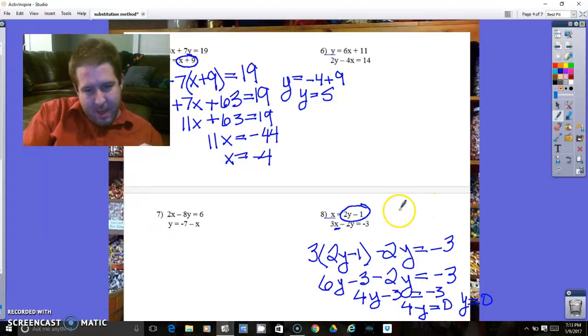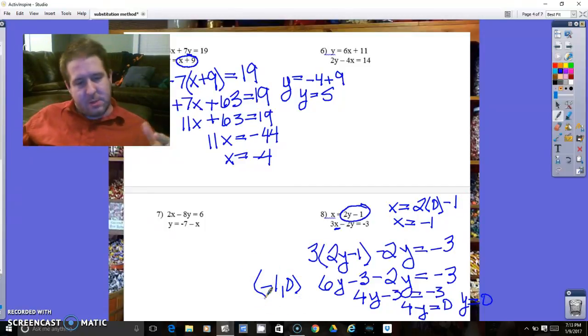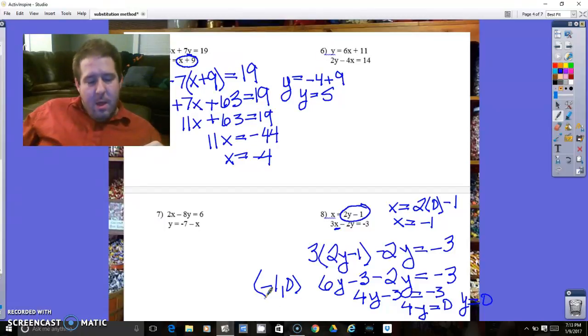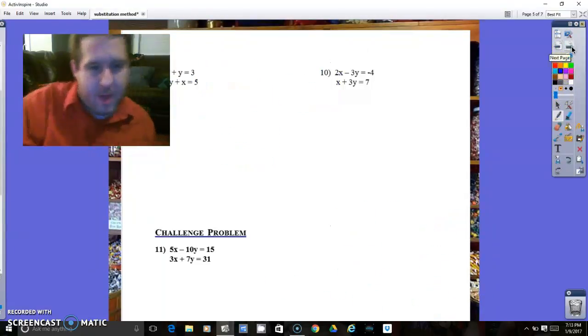Now I can take that, plug it back in. Top equation, x equals 2 times 0 minus 1. 2 times 0 is 0. 0 minus 1 is negative 1. So the solution here was negative 1, 0. Once again, we've got two linear lines that will intersect each other, and the only place they do is at negative 1, 0. All right, so now we've got 9 and 10.